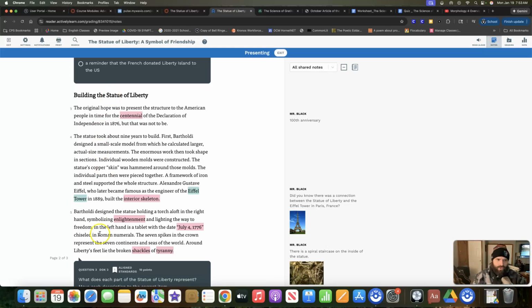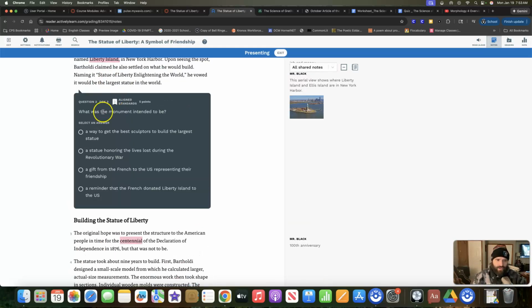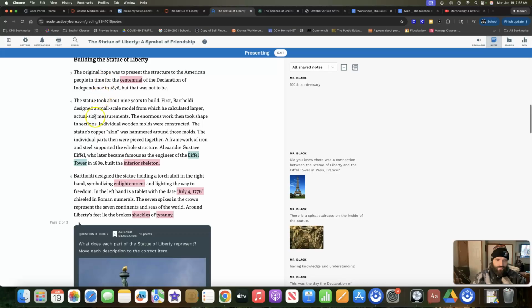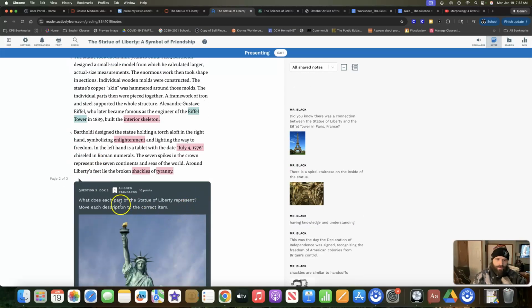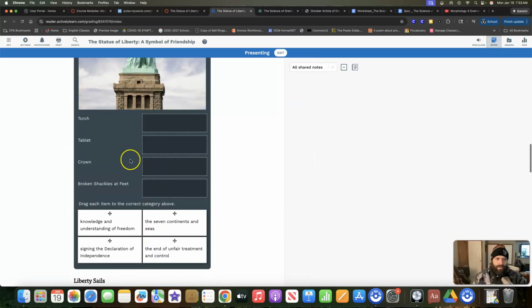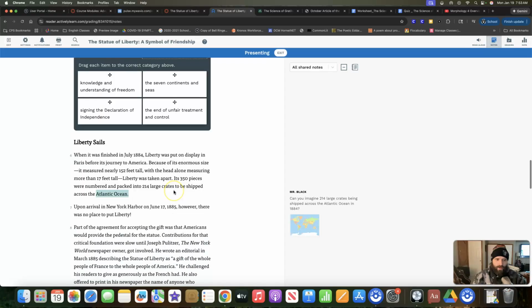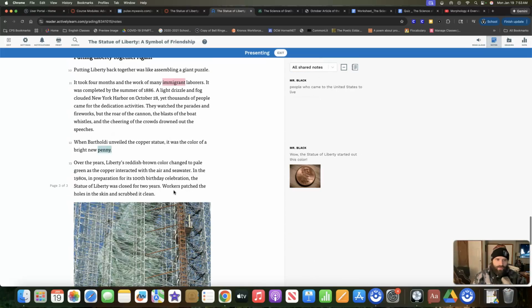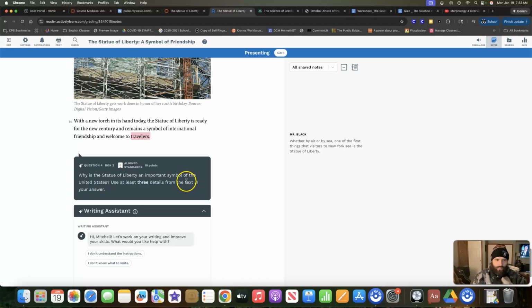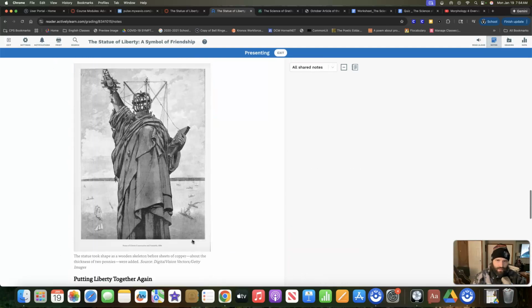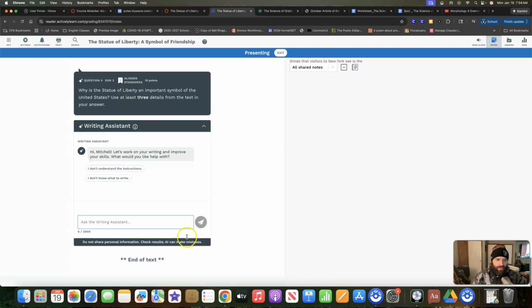Same thing here with building the Statue of Liberty. We've moved on from these 2 sections and we're now in our second section, building the Statue of Liberty. So what does each part of the Statue of Liberty represent? Move each description to the correct item. And so that's going to be right there. And so you're just going to drag and drop to where each one is. And then this last question, I will say, is about the whole thing, right? But why is the Statue of Liberty an important symbol of the United States? You answer that question as an RTQT for me, and then use at least 3 details from the text to support your answer. But yes, you are going to use an RTQT on this last question.